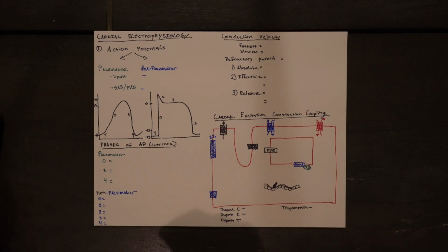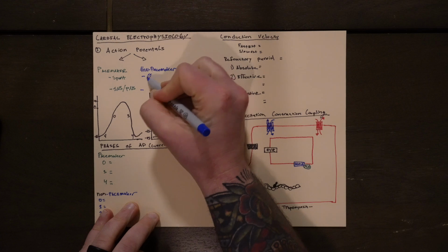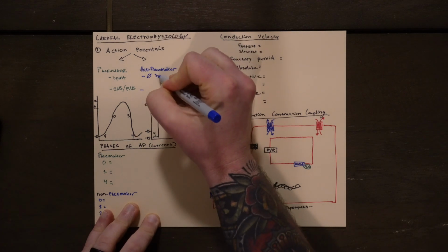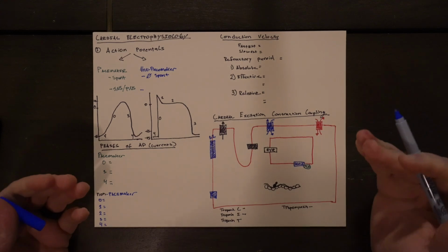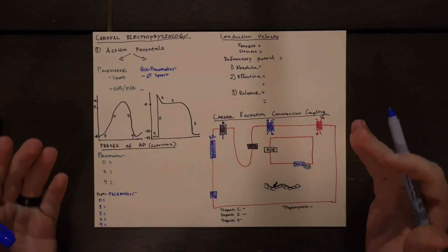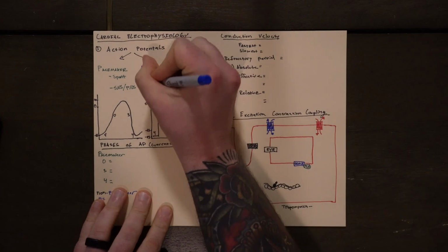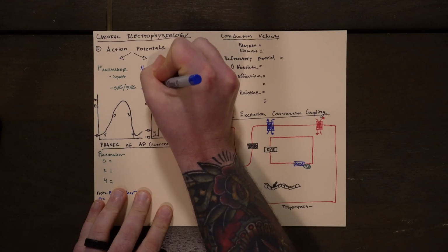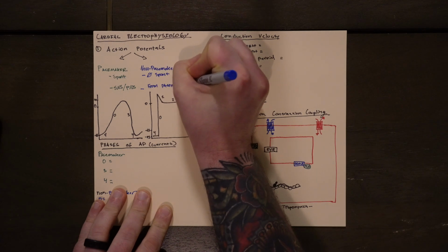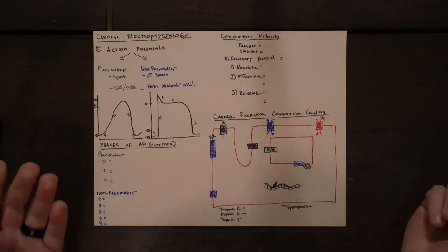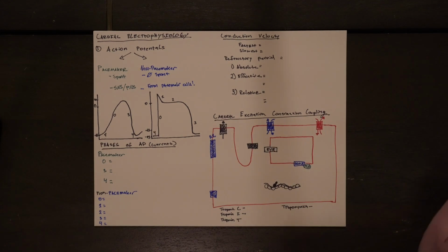As far as non-pacemaker cells go, what's important is that they're not spontaneous. Since they're not spontaneous, they need an input to have that action potential to cause contraction. So where do they get that input from? Well, they get that input from the pacemaker cells. So that's kind of the basics of those two types of cells.